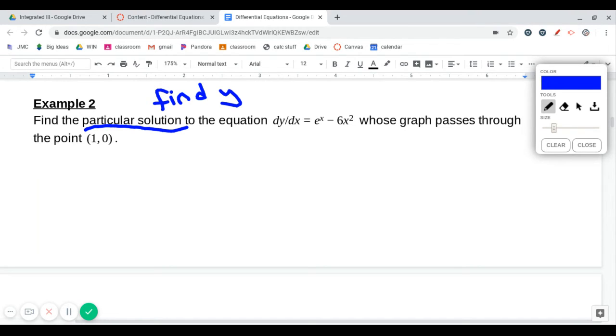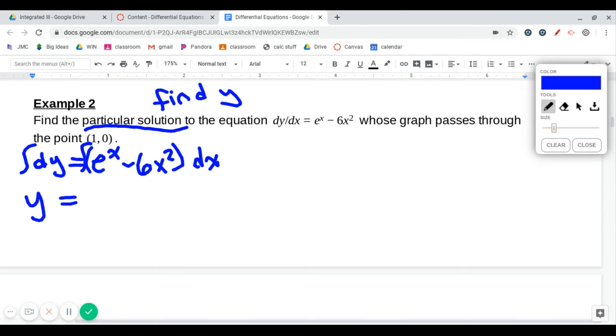Alright, so we've got dy/dx equals e to the x minus 6x squared. So we integrate both sides here, and I'll separate the dy on one side. Multiply by dx: dy equals e to the x minus 6x squared dx. Now we can integrate both sides. So y equals the integral of e to the x, which is e to the x. The integral of 6x squared is 2x cubed, plus c. And now this is where our initial condition comes in.